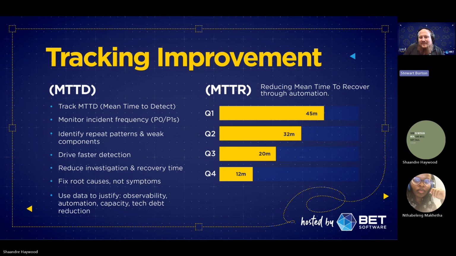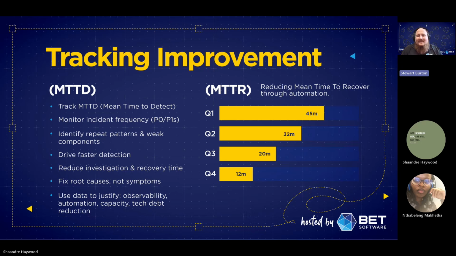Okay. Incident frequency and patterns. So how many P0, P1s per quarter, or are there repeated incidents in the same components. So what we want to see is MTTD decreasing, which will be earlier detection, and then MTTR also decreasing, which will be faster mitigation, right? So repeated incidents should be declining. It means we're fixing root causes and not just symptoms. These metrics also justify investments in observability, automation, capacity, as well as technical debt reduction.